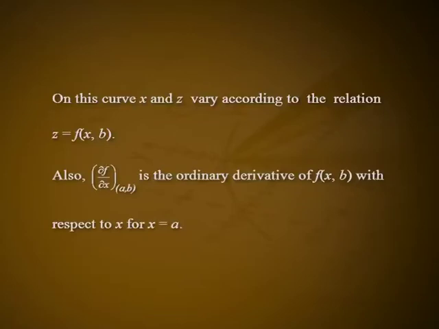Also, ∂f/∂x at (a, b) is the ordinary derivative of f(x, b) with respect to x for x equal to a. Hence, we see that ∂f/∂x at (a, b) denotes the tangent of the angle which the tangent to the curve, in which the plane y equal to b parallel to the zx plane cuts the surface at the point P (a, b, f(a, b)), makes with the x axis.